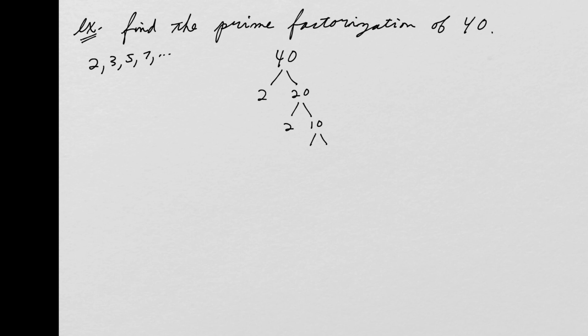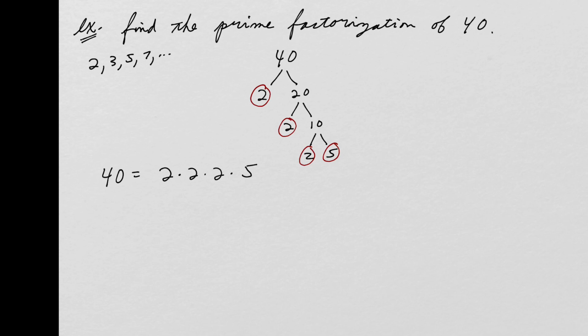I can still stay at 2. Does 2 go into 10 evenly? Yes, it goes in 5 times, right? 2 times 5 gives me 10. And now I stop. Why? Because all of these numbers are prime now. 2, 2, 2, and 5. So this tells me that 40 is the same as 2 times 2 times 2 times 5.